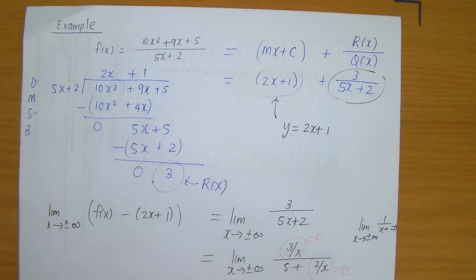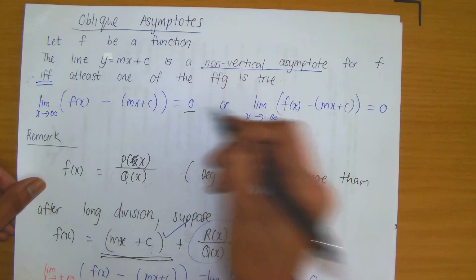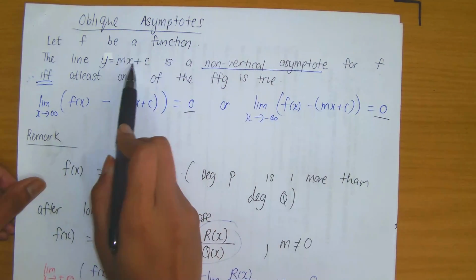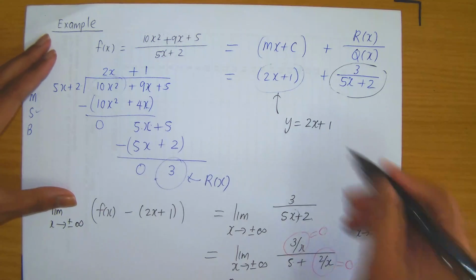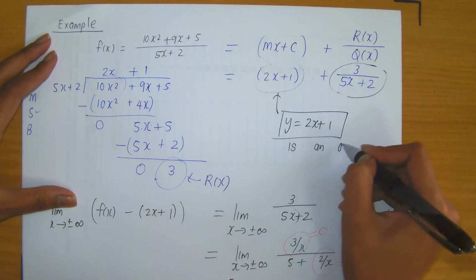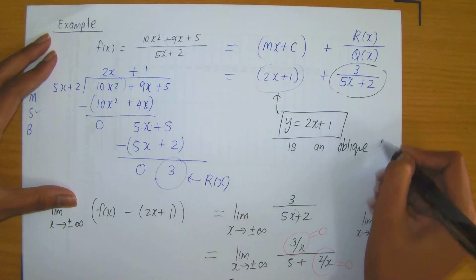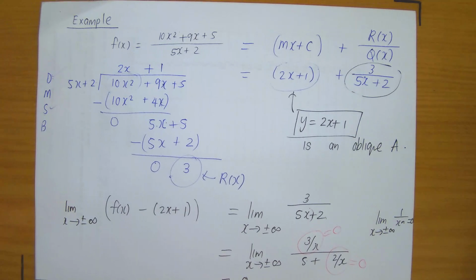And that is the criteria that needed to be satisfied. Let me bring back the previous slide. So if we evaluate the limit and get an answer of 0, then y equals mx plus c is indeed an oblique asymptote, and that is your checking criteria. So ensure that you remember the definitions and the criteria to determine each of a vertical, horizontal, and oblique asymptote.